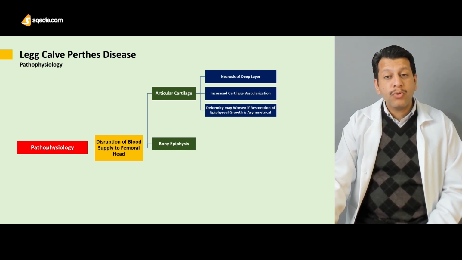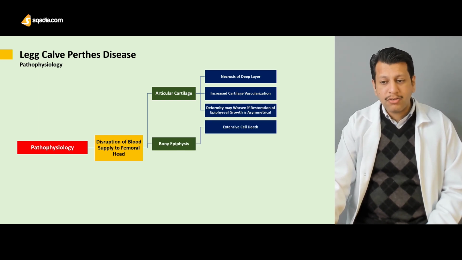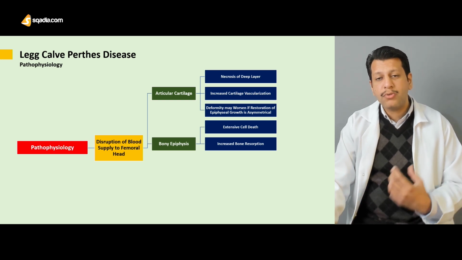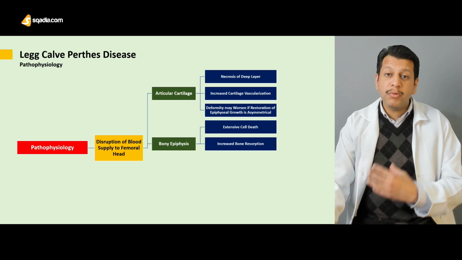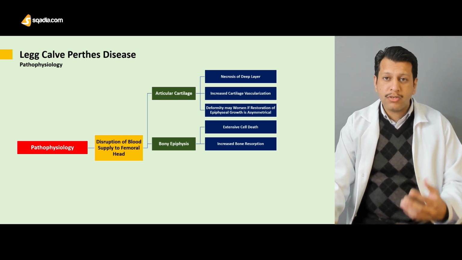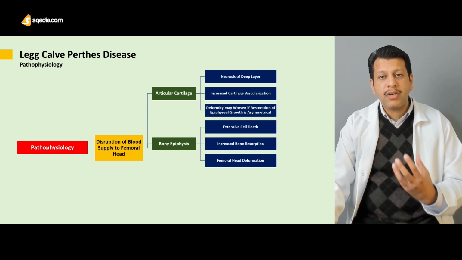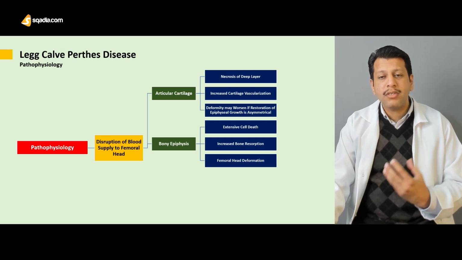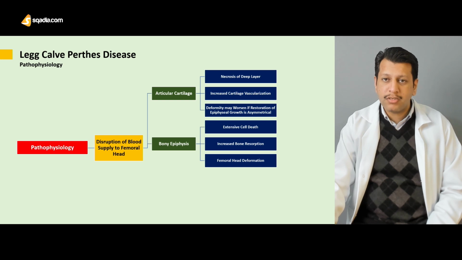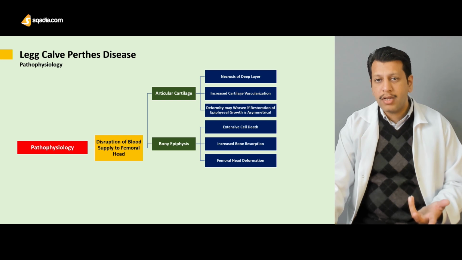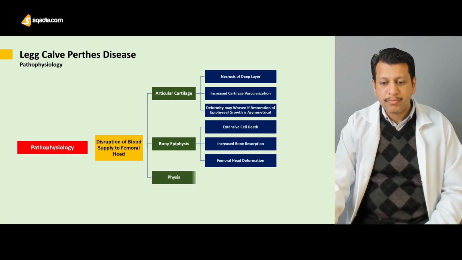When it affects the bony or femoral epiphysis, this results in extensive cell death. There is increased bone resorption. Once the bone becomes necrotic, this leads to resorption and fragmentation. And we'll be discussing the Waldenstrom staging later on in this same lecture. Once the fragmentation occurs, the collapse occurs, and this eventually leads to femoral head deformation. And deformation can eventually be permanent, or it may remodel to a normal head as well.